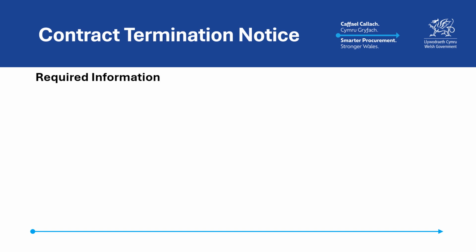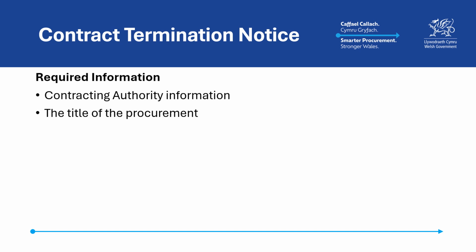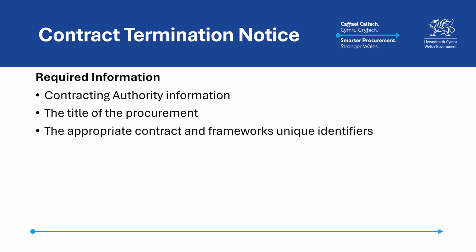The following information must be included when publishing a contract termination notice, though please note that authorities should refer directly to the regulations and associated guidance, as this information is only being provided as a general guide to the notice requirements. The required information is information about the contracting authority, the title of the procurement, the unique identifier relating to the contract and, if applicable, the framework or dynamic market under which it was awarded.